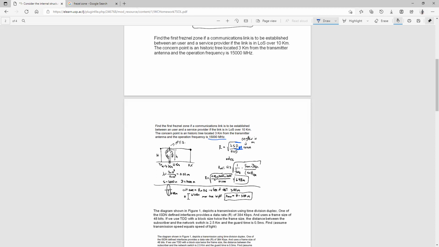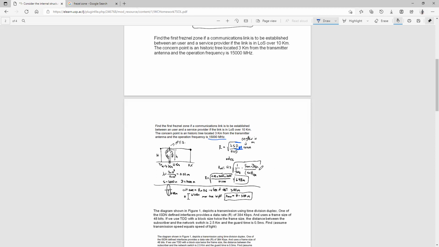So you'll get a radius equal to 6.48 meters. Just in case you want to use S and D in kilometers, your frequency has to be in gigahertz, and you'll have to multiply the whole solution by a factor of 17.3. That will give you your radius in meters, right? Okay, so this is another formula.